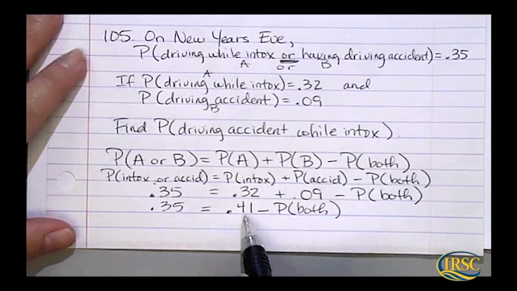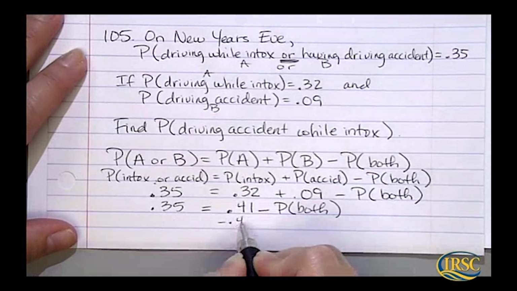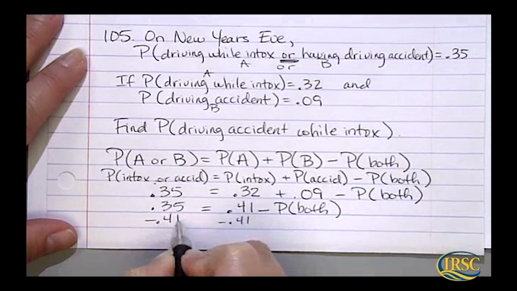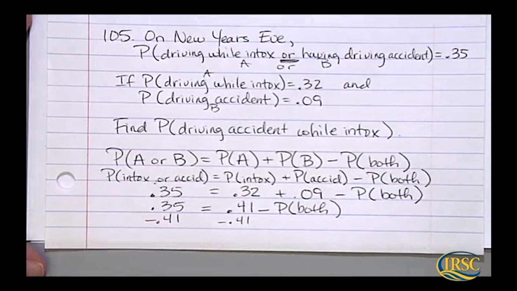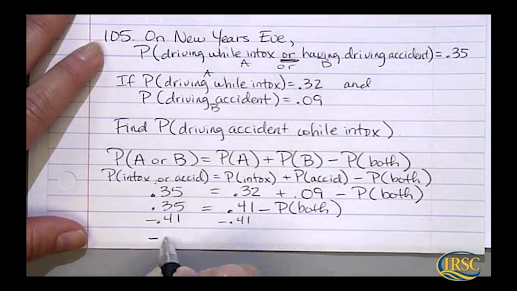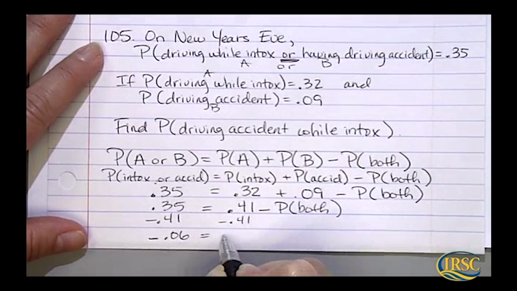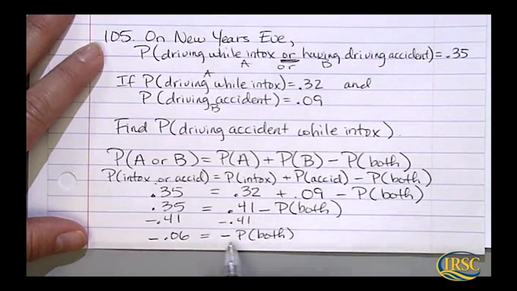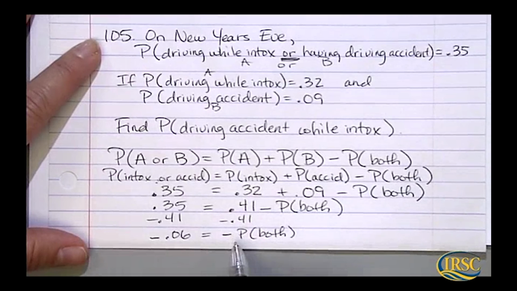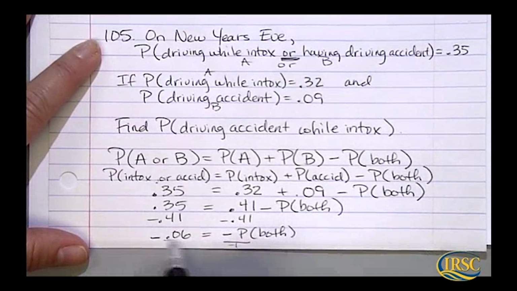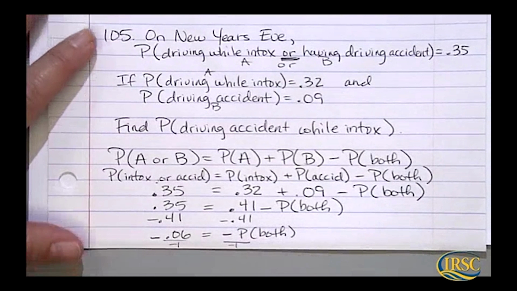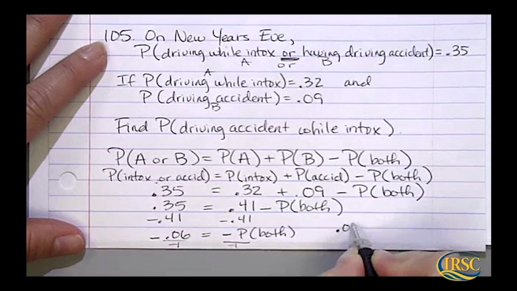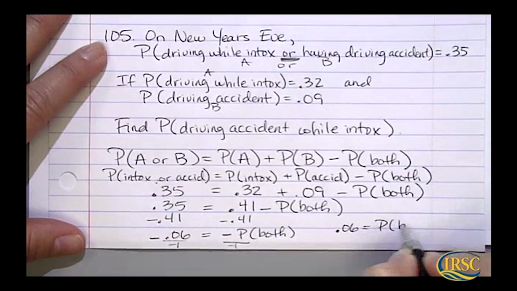And so we can go ahead and subtract this 0.41 from both sides. So 0.35 minus 0.41 is a negative 0.06, good. And this equals a negative probability of both. So the last thing is we don't want this negative sign here. So divide both sides by -1. And that gives us 0.06 equals the probability of doing both.